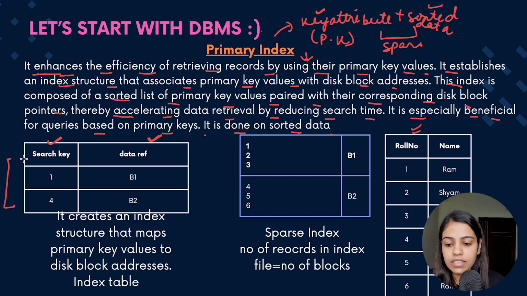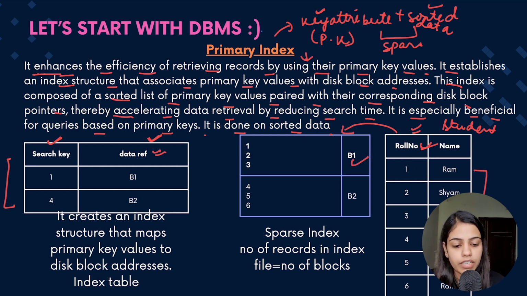Now here you can see that there is a search key and the data reference, which is basically the data pointer to the block which is present here, and here we have a student table. In this particular student table, roll number is acting as a primary key. So this data would be fed into our hard disk. This table will be present in our disk. The first 3 records will be stored in block B1. The next 3 records will be stored in block B2. And here we have provided the roll number, the name, and a different set of data which is present in our disk.